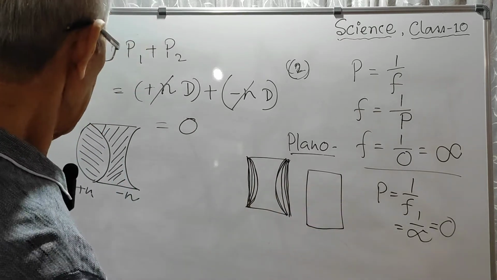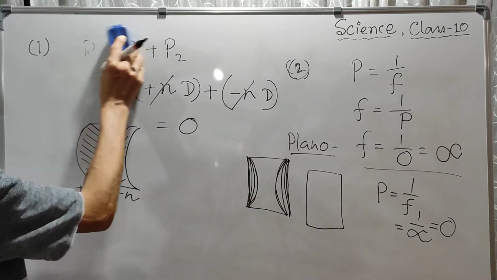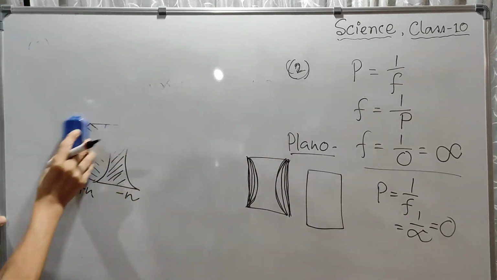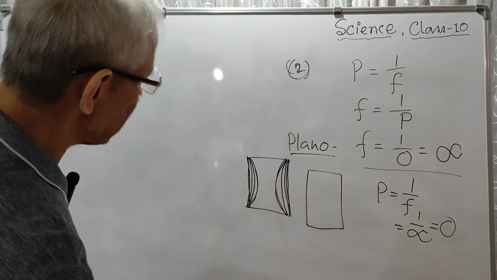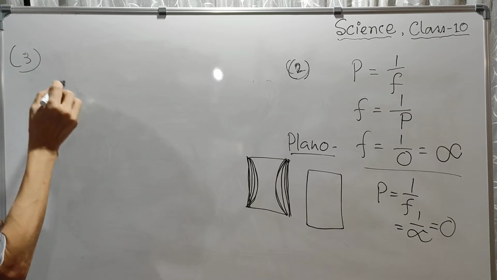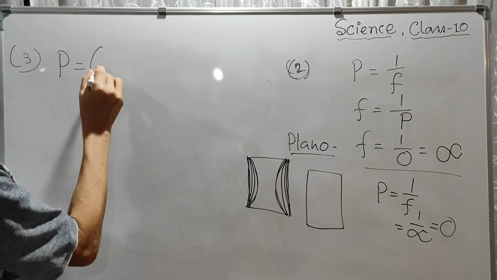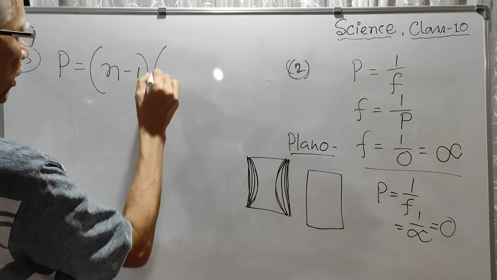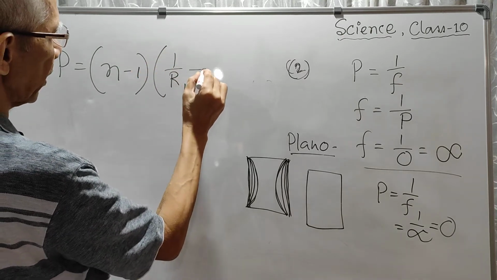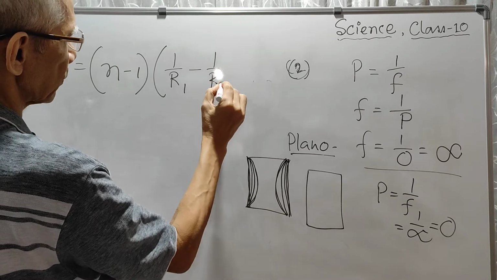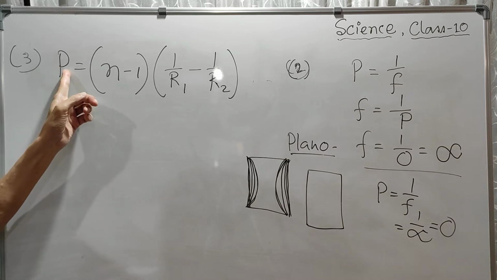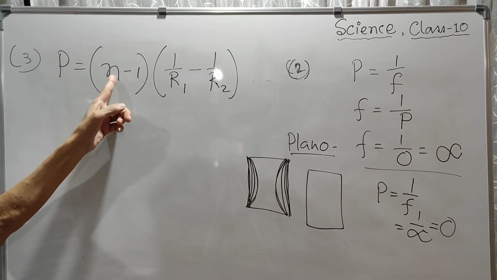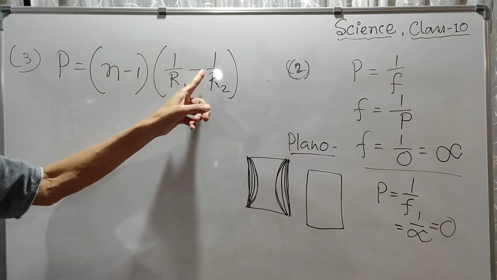All right. Okay, now there is still another way, which is by using lens maker's formula. So power equal to refractive index minus 1 into 1 by R1 minus 1 by R2. This is called lens maker's formula. Now, power of a lens is equal to refractive index of the material of the lens, whether it is glass or plastic, minus 1 into 1 by R1 minus 1 by R2.